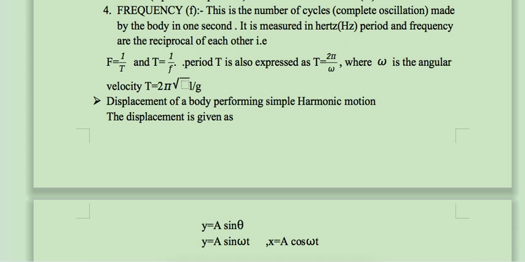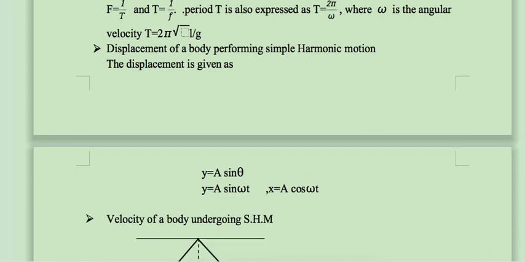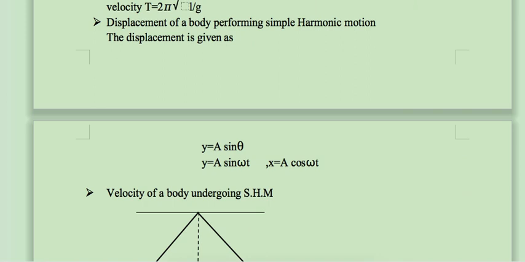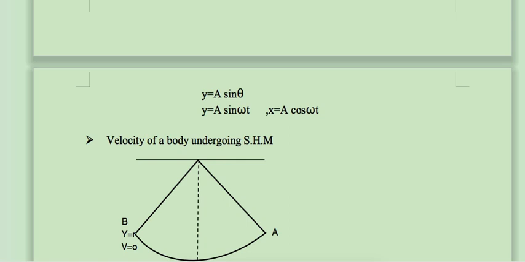So if you make theta the subject of the formula... very sorry, what I've just explained there is not in this note, so consequently we are going to add it. The displacement can either be in the vertical component or in the horizontal component. For the vertical component, we have y equal to A sine omega t, and for the horizontal component, we have x equal to A cos omega t.